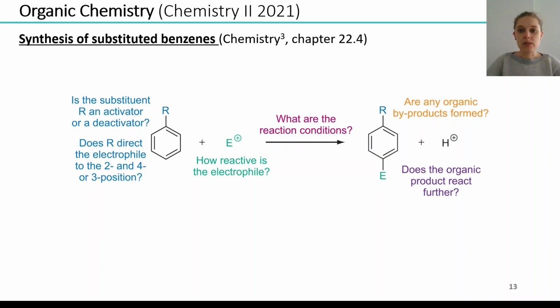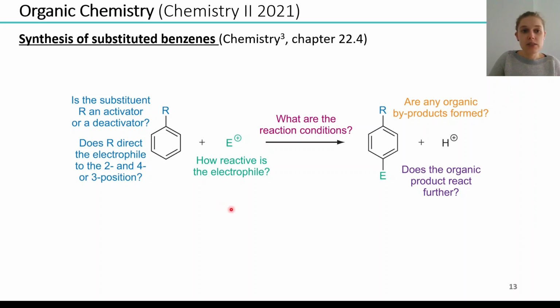Now we will have a closer look at the synthesis of substituted benzenes. Most of the time, only one structural isomer is required, which can be very difficult to achieve. Therefore, it is important to take the following questions into account. So the first question: is the substituent an activator or a deactivator? And does the substituent direct the electrophile to the 2 and 4 or to the 3 position of the ring?